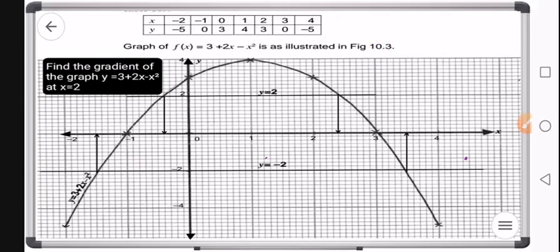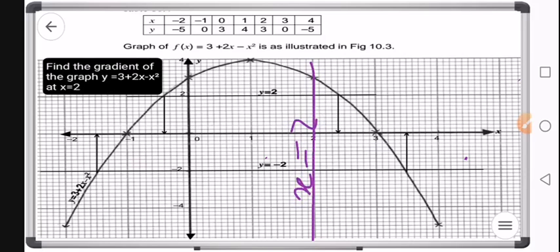Right. This method is of drawing a tangent. Then after that, you find the gradient. So the question says, find the gradient of the graph y equal to 3 plus 2x minus x squared at x equal to 2. As you can see, first of all, what are you supposed to do? You are going to draw the line x equal to 2. This is the line x equal to 2.